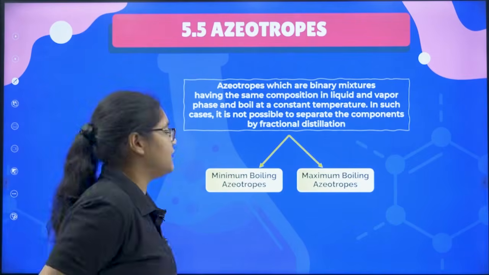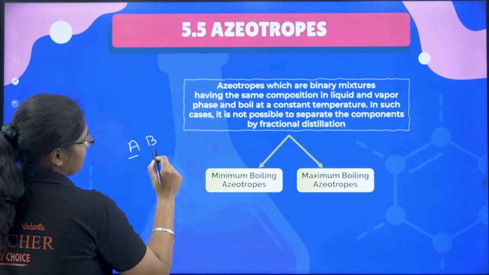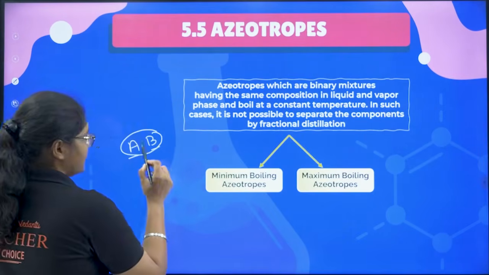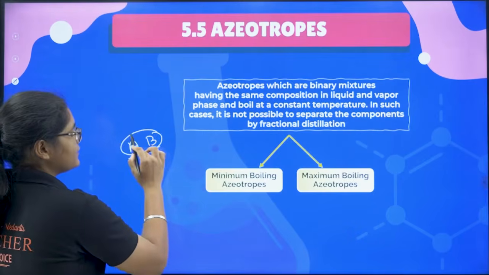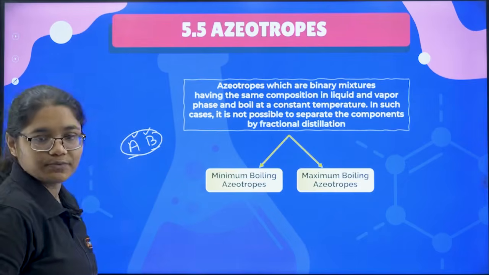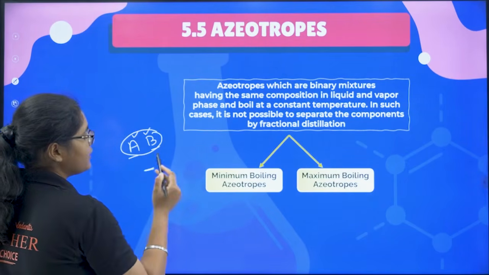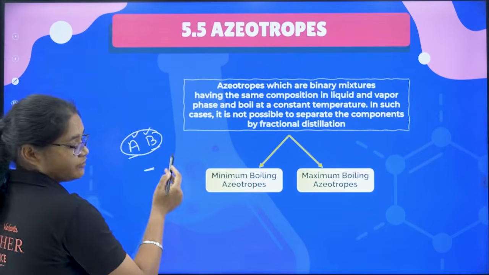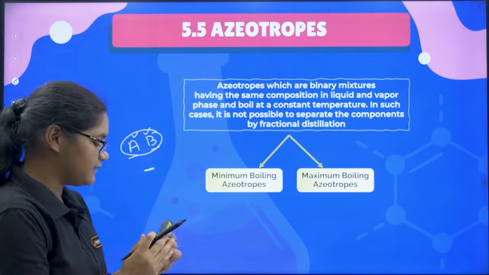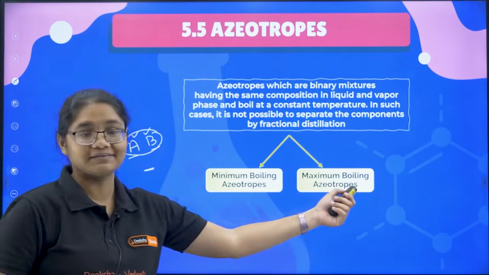Now see, suppose you have taken A and B. A will have one boiling point, B will also have a boiling point. When they form an azeotrope, if the boiling point is more than the boiling point of each of them, then it is called a maximum boiling azeotrope. If the boiling point of the mixture is less than the boiling point of each of them, then we call it a minimum boiling azeotrope. Let's see when we will have minimum boiling and when maximum boiling.